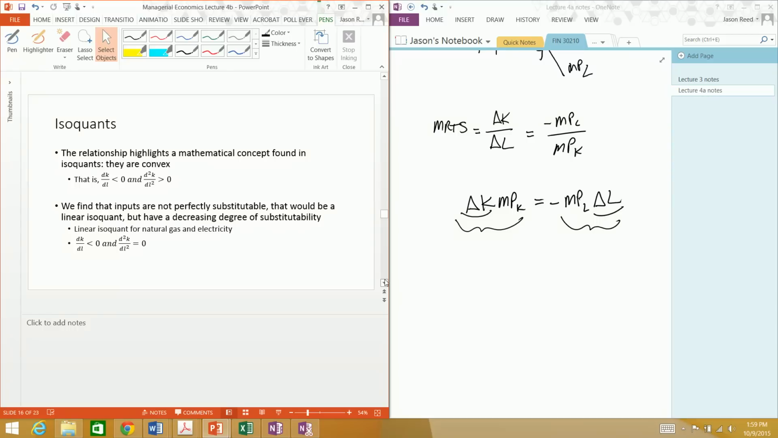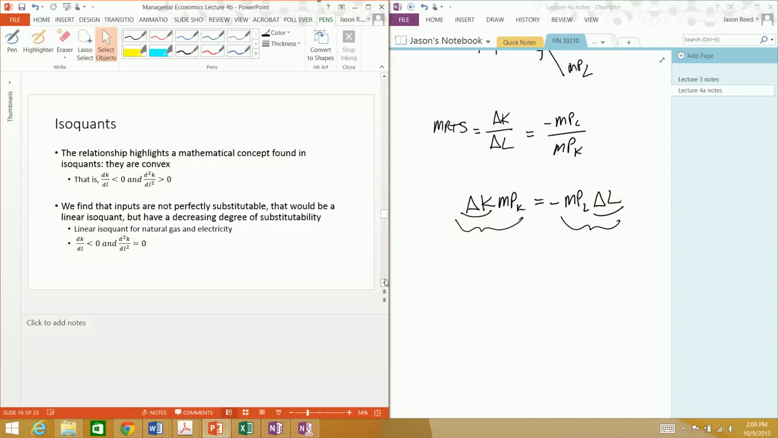So what other characteristics of the isoquant can we analyze here? The first is that these come out of a very mathematically complicated concept to define, and that is convexity. Convexity for us in this instance means that the marginal rate of technical substitution is less than 0, and the second derivative has to be positive. So these are our necessary and sufficient conditions to know that our isoquant is convex.